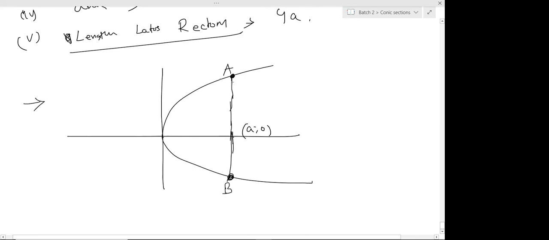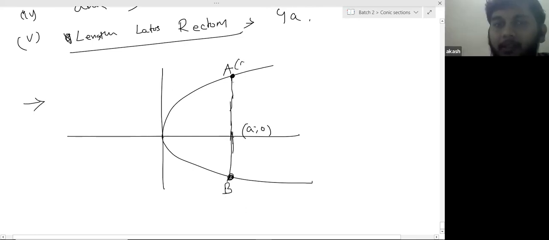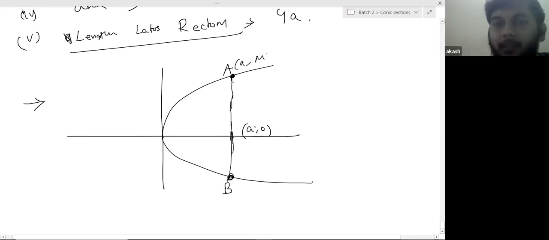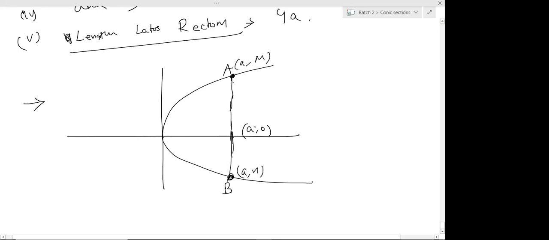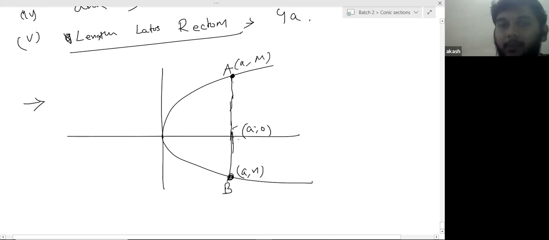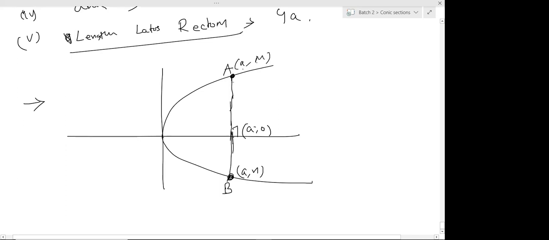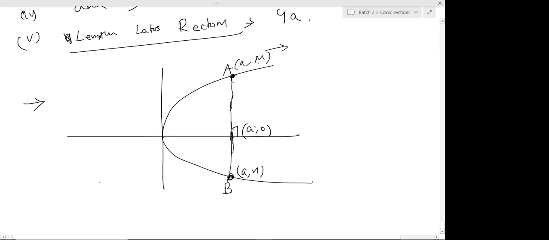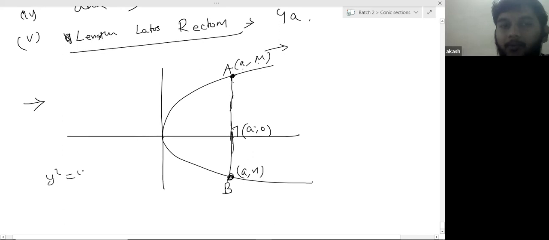But we know the x coordinates of a and b, right? This is, let me assume, a comma m, and this is a comma n. The x coordinate does not change because this is the perpendicular line. So this a comma m is on the parabola, so a comma m will satisfy the equation of the parabola, and the equation of the parabola is y square equals 4ax here.